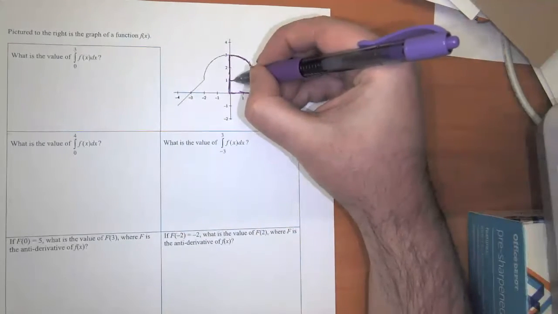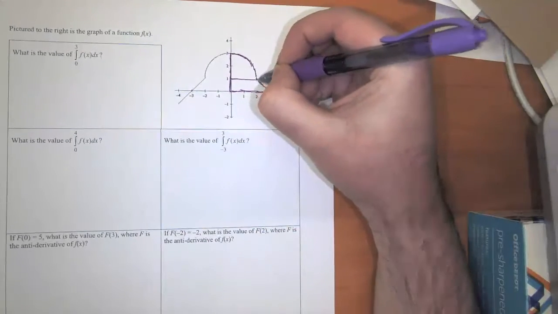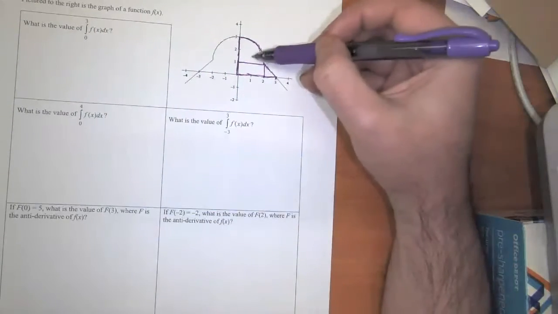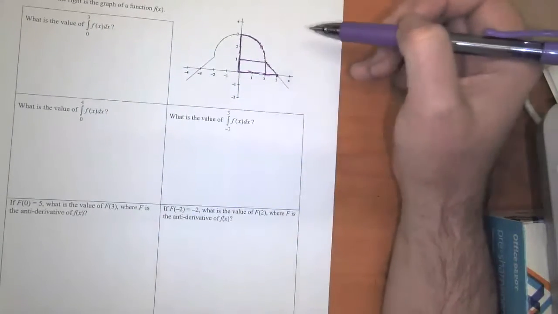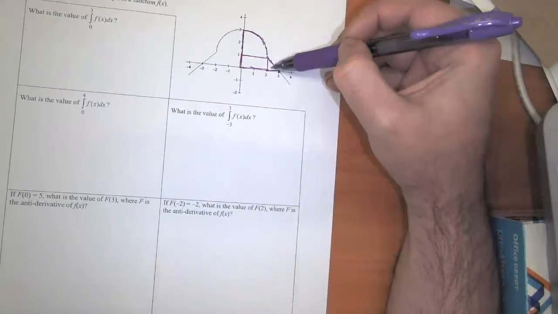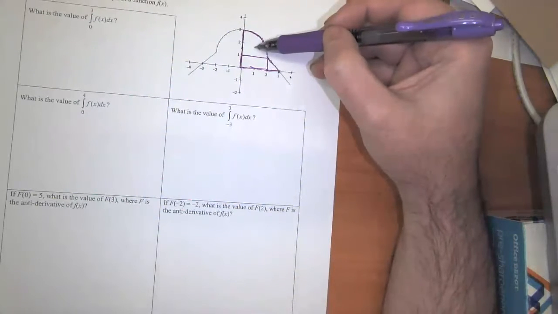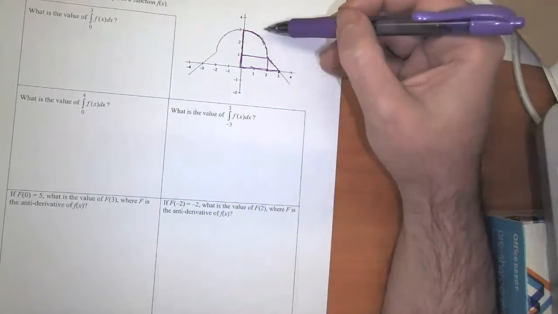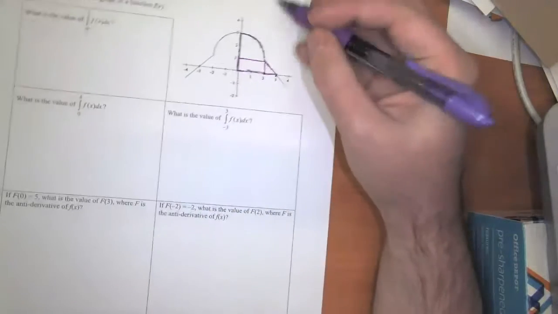Well, I'm going to draw a horizontal line right there and a vertical line right here. And now we've got three different very easy geometric pieces. This is a rectangle, this is a triangle, and this is a quarter of a circle. And so it's very easy to find the area of these three pieces. Let's go ahead and do this.